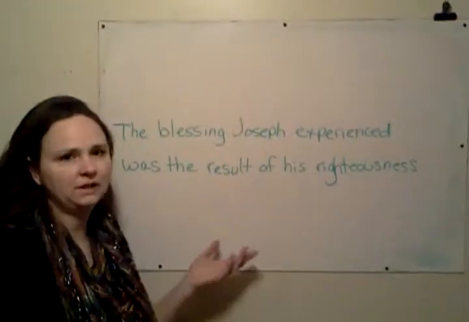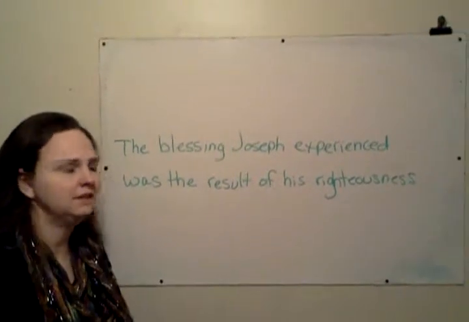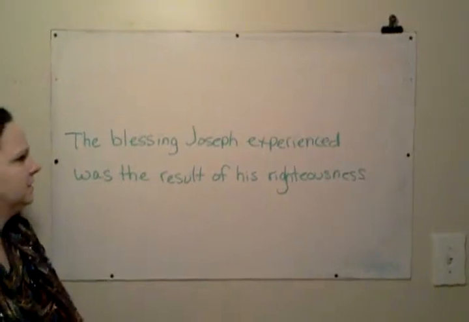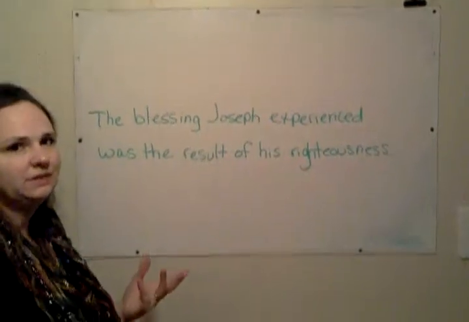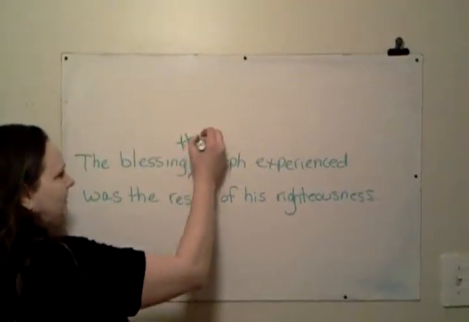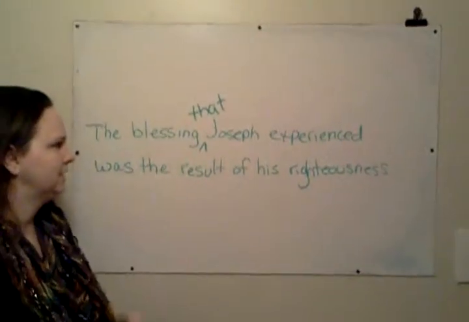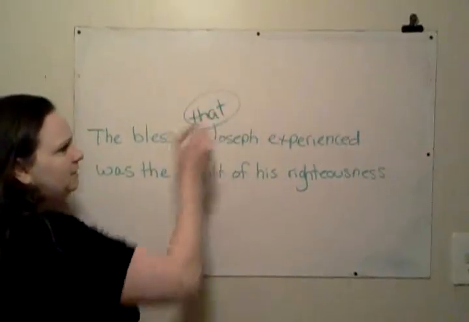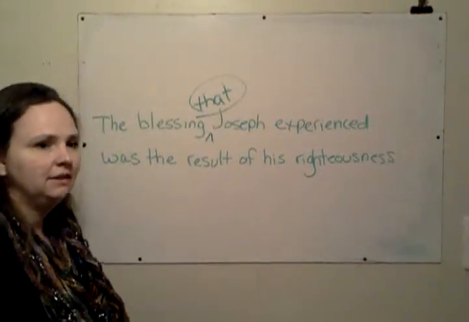Now, sometimes the relative isn't stated, it's just implied or understood, like in this sentence. The blessing Joseph experienced was the result of his righteousness. The relative that's missing is the word that. The blessing that Joseph experienced. So this is the relative pronoun starting out that clause, but it's only implied, and that's okay.